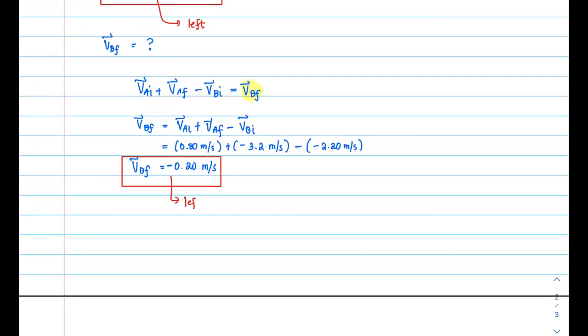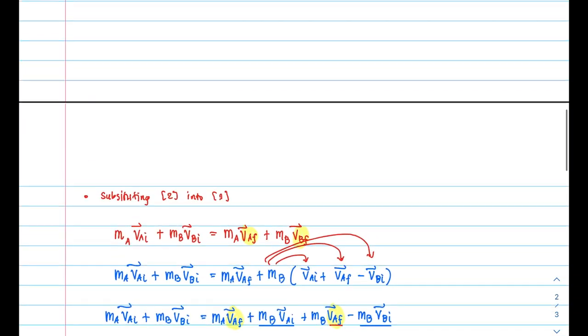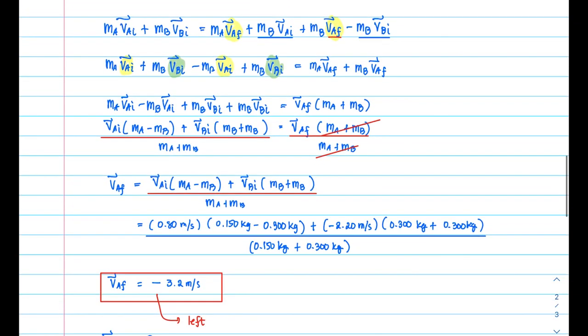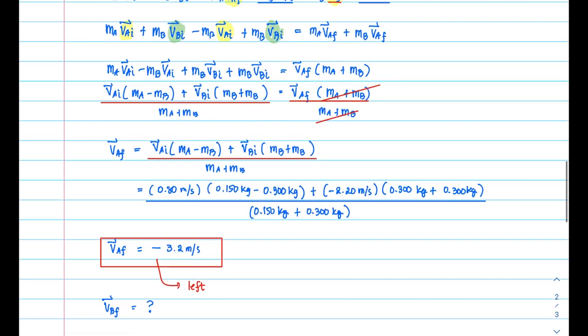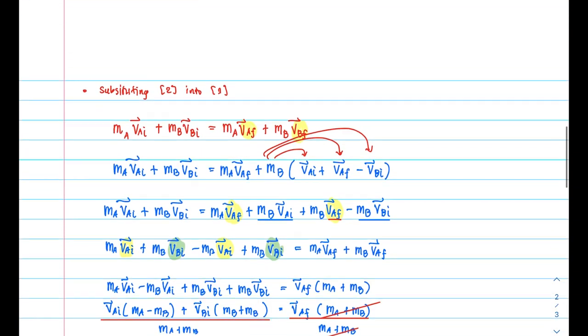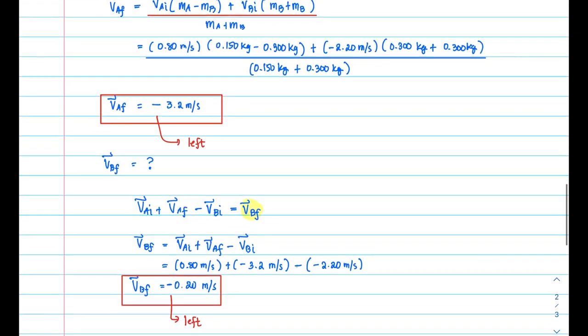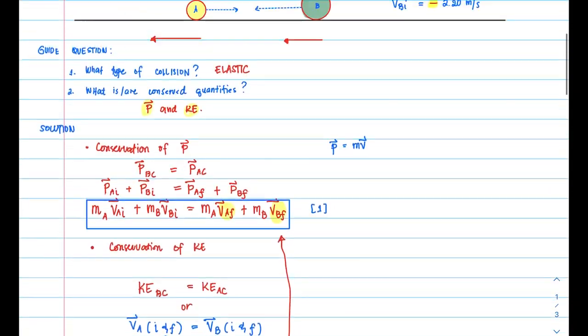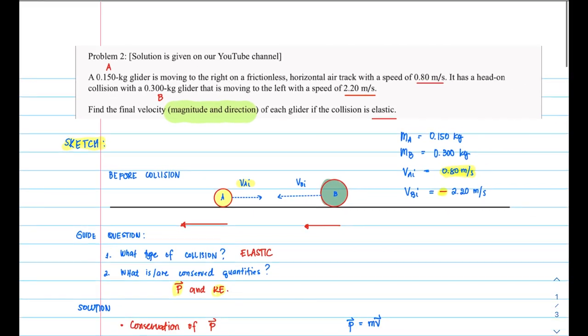So what does this mean? The negative here again implies that after collision, the object is moving towards the left. So this means that we knew that glider A will move towards the left, as well as glider B also, because the values that we are getting for VAF and VBF are both negative. So after collision, they both move towards the left, but they are moving at different velocities. VAF is moving at a much faster velocity compared to VBF, but they are moving in the same direction. All right, so this is the solution for this problem.